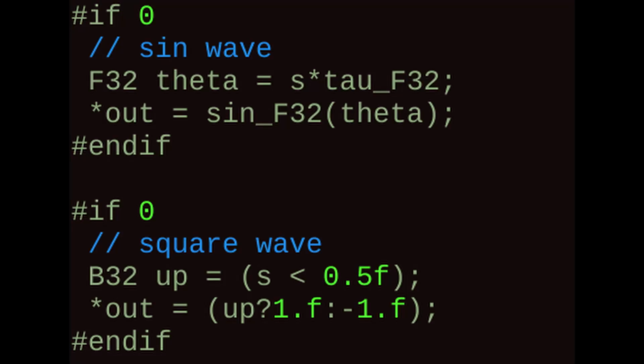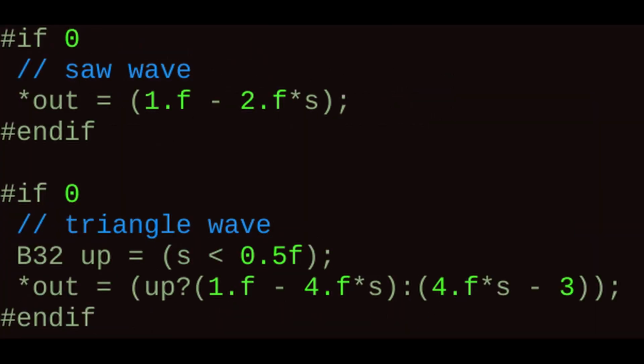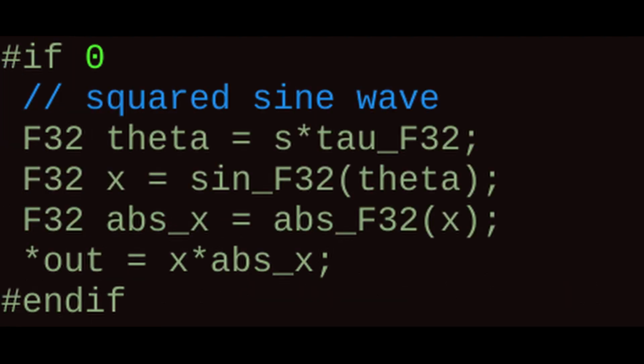Okay, so I'm able to generate waves with different shapes. I got sine waves, square waves, saw waves, triangle waves. I even played around with squaring the sine wave. I thought that might be interesting. I was curious what that might sound like. Here it is, if you're curious.